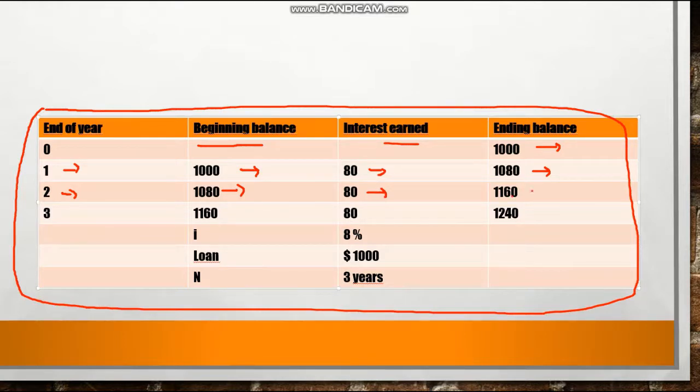And as is seen here, $1,160 is accumulated in the bank, and we start again with $1,160 and add $80, which is the principal amount multiplied by 0.08. It's going to be $1,240. That is the total at the end of the third year, accumulated with simple interest.